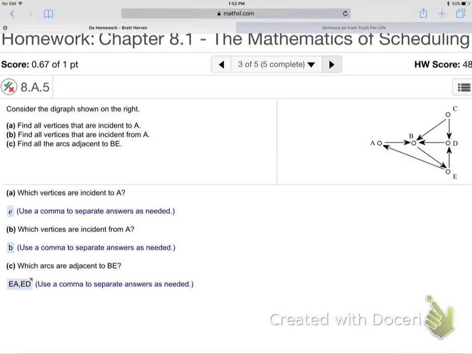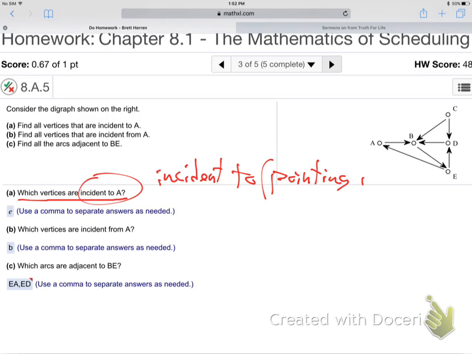So, okay, which vertices are incident to A? Incident to means pointing into. So how many are pointing into A? Or which points, I should say. They're saying which vertices, which points are pointing at A? E. E is, with this arrow, pointing at A. So that's the only one pointing. Incident to A. Pointing into A.